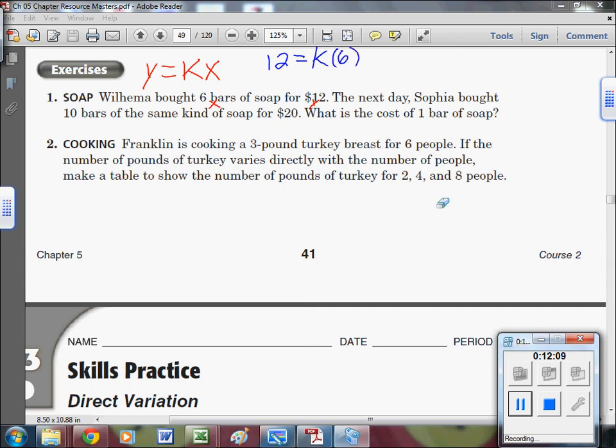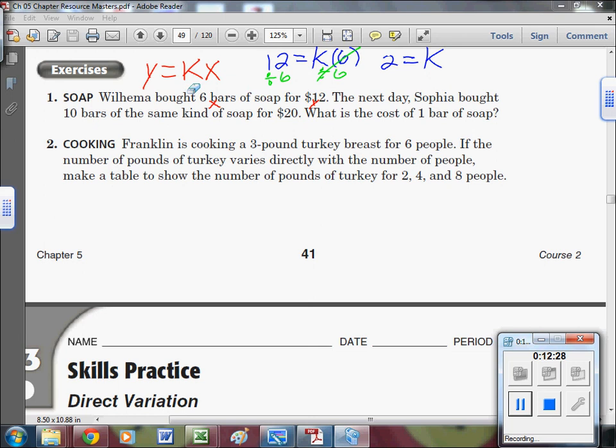So you have 12 equals k times 6. Solve for k now. We would solve for k by dividing both sides by 6, just like we learned back in chapter 3. Okay, and we're left with 2 equals k, because 12 divided by 6 is 2. We now know what k is, therefore we now have our equation.